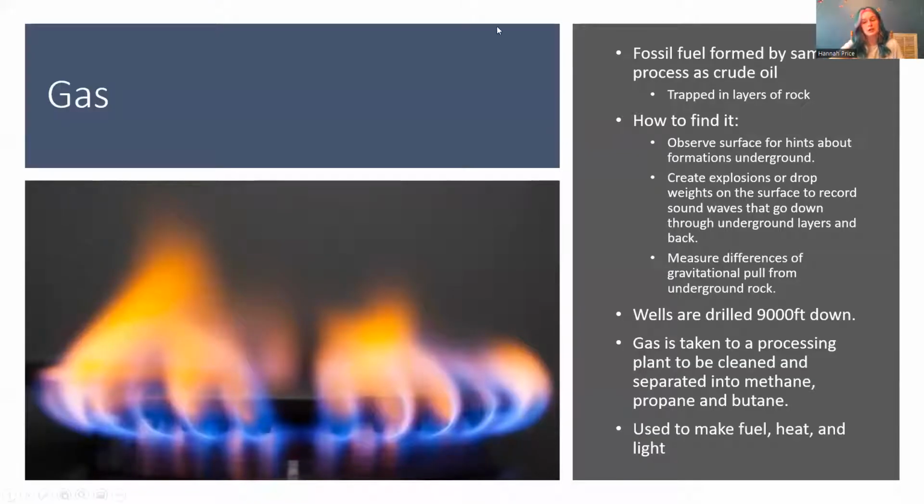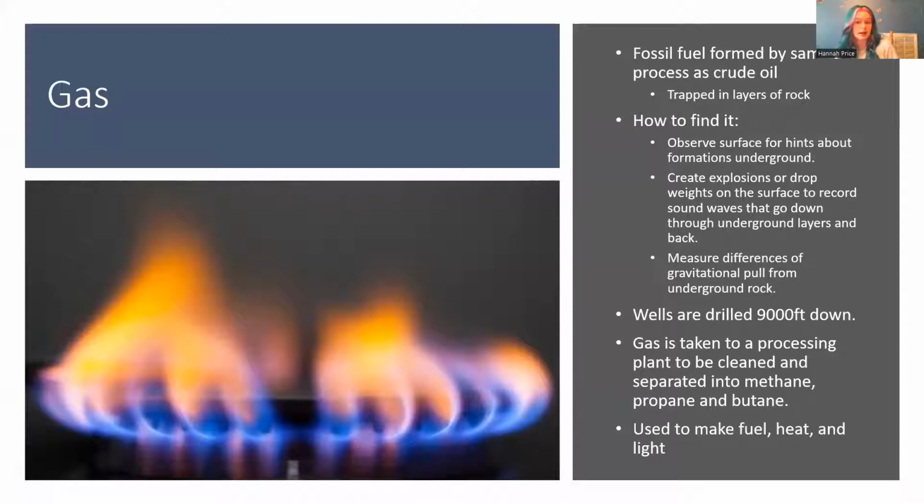All right, natural gas is also a fossil fuel formed by a very similar process to crude oil. It's trapped in layers of rock, and it can be found by observing the surface to understand more about the underground formations. People can create explosions and drop weights to record the sound waves that change as they come back up, and it measures differences of gravitational pull from different areas with underground rock.